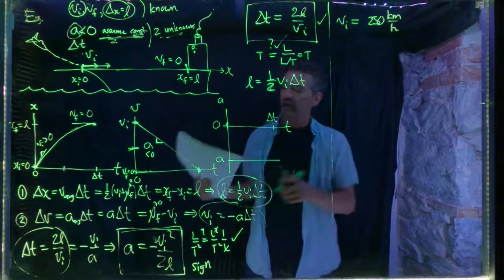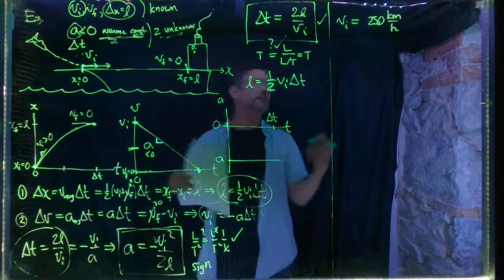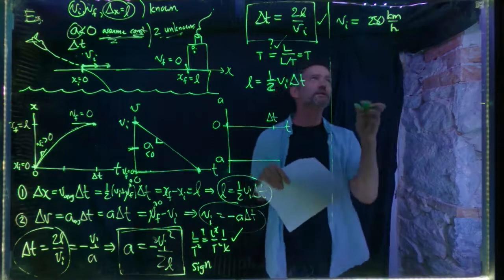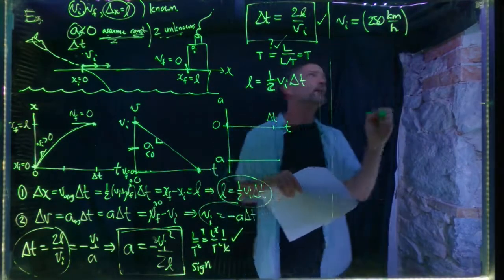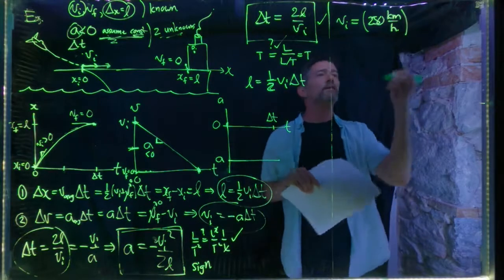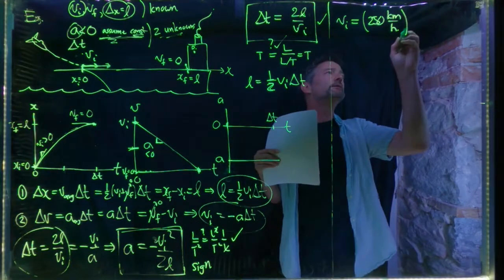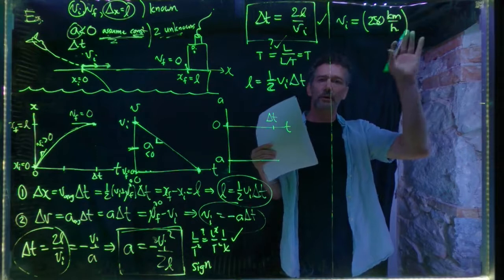And then we realize, oh, wait a minute, we're using SI units, and so we can't have kilometers and hours, we need meters and seconds. So I'm assuming that you know how to convert 250 kilometers per hour into meters per second. The way you do it, just to remind you quickly, is you multiply by 1 in various forms.